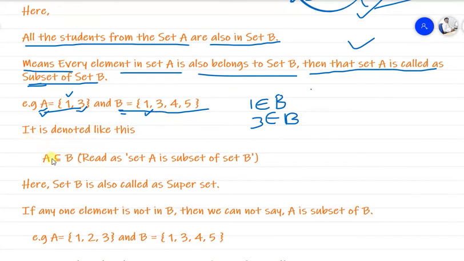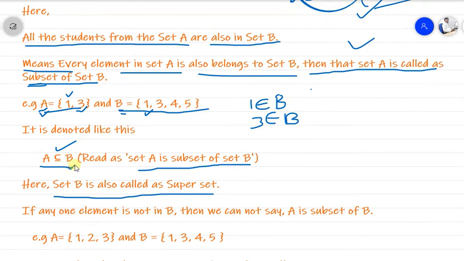And how can we denote this? Here is an example. It is read as set A is a subset of set B. This is the subset symbol. So set A is a subset of B. Set B is also called a superset. So here we are calling set B a superset.